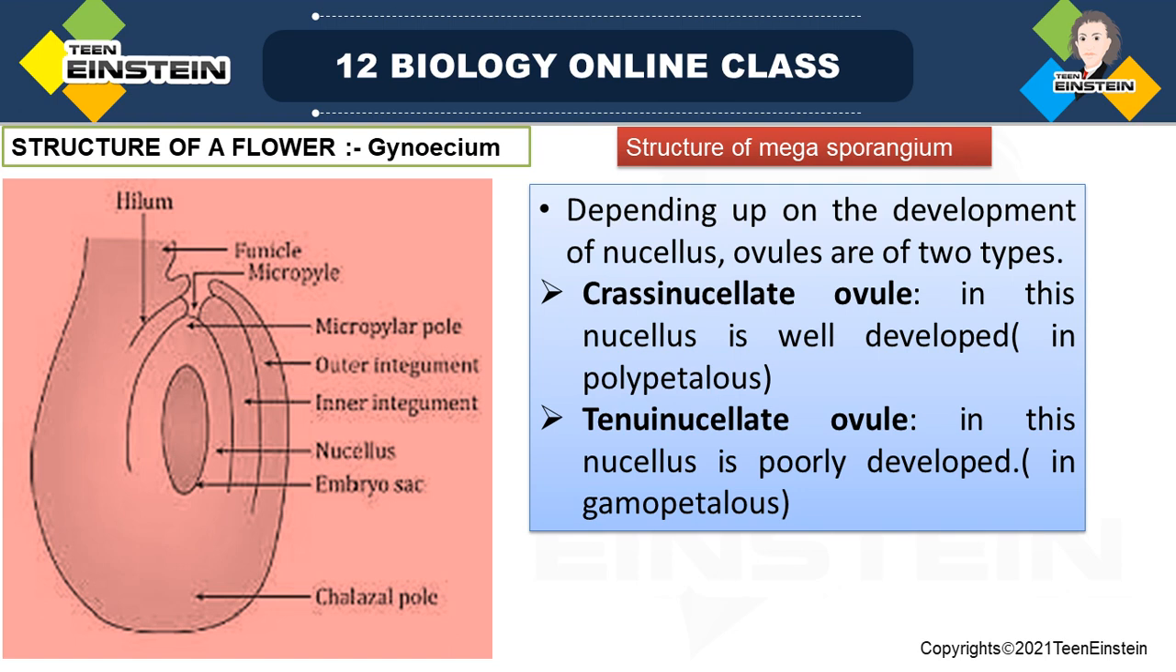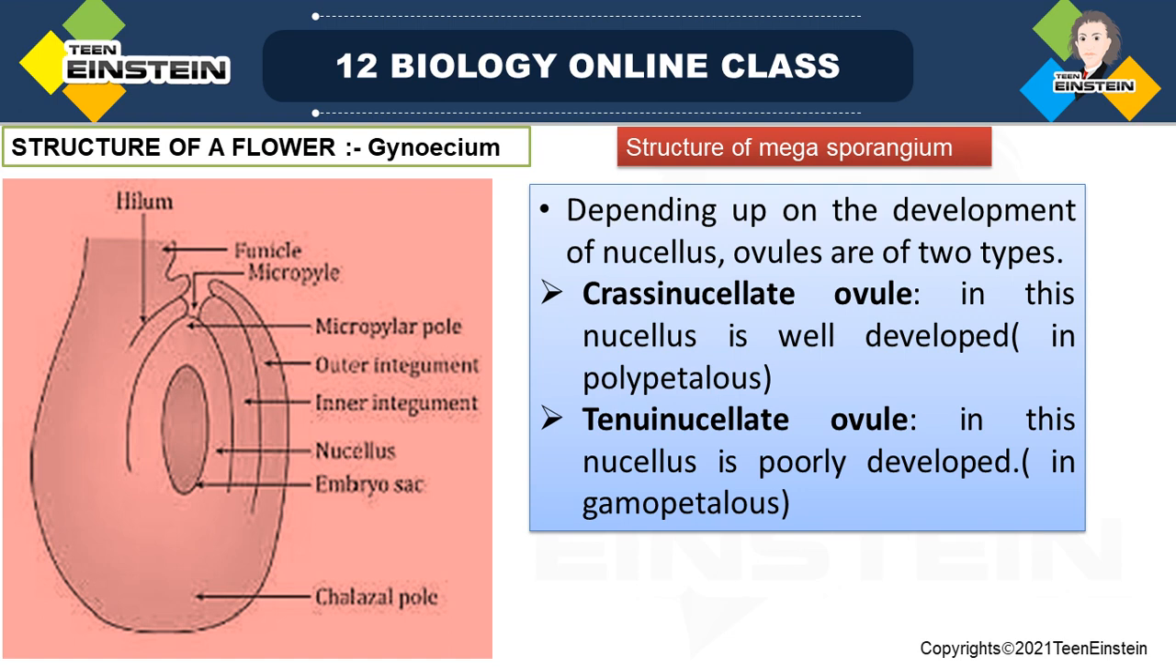So what is crassinucellate? In this type, the nucellus is well developed. There is a well developed nucellus, or the presence of a massive nucellus. Where a well developed, massive nucellus is present, that is called crassinucellate.